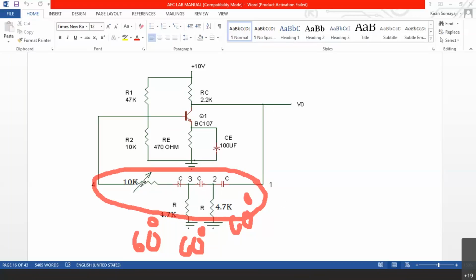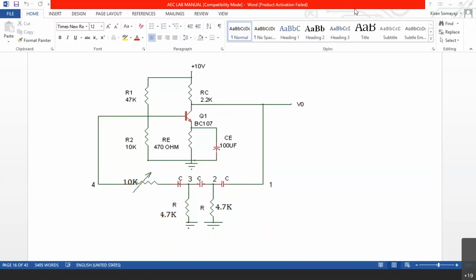So that way we have this potentiometer. This potentiometer is going to help us in totally obtaining 180 degree phase shift. But the value of this R may not be exactly 4.7K, and the value of C may not be exactly 2.2 nanofarad. So for that purpose, we want to measure the phase shift between point 1 and point 2, and later between point 1 and point 3.